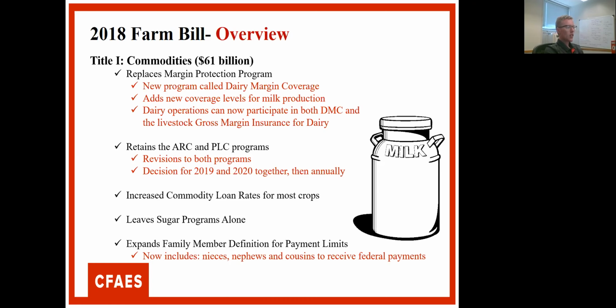The new definition allows cousins, nieces, and nephews to receive federal crop insurance or federal commodity payments. And the idea here was that if you're in transition or if something happens to you, making sure that those family members have assistance to get through that transition if something were to happen.